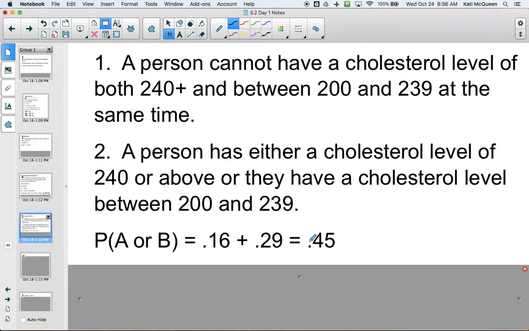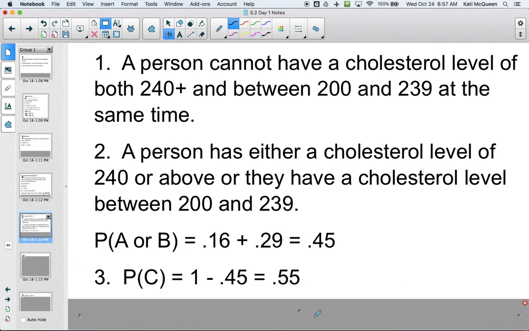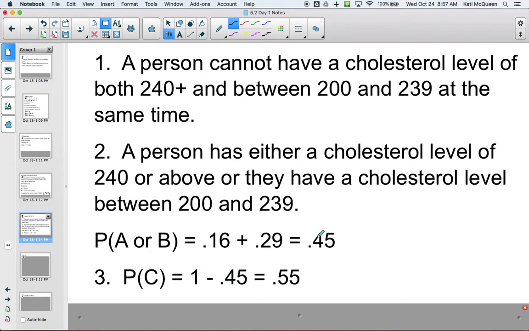And now we can look at number 3. The event C, a person has normal cholesterol or below 200, would be the complement of this event we talked about right here. Because this represents above 240 and 200 to 239, I want to know everything else. So below 200 is the complement. Event C is going to be 1 minus 0.45 because that would make up everything in the sample space. Below 200, 200 to 239, and above 240, those would be all possible outcomes for cholesterol. So they all have to add up to be 1 because that represents everything in the sample space.